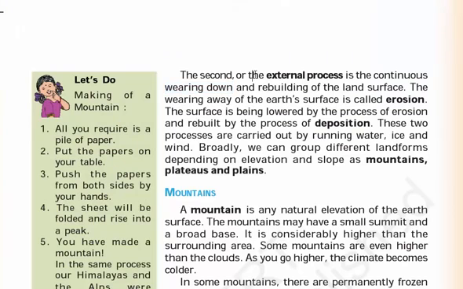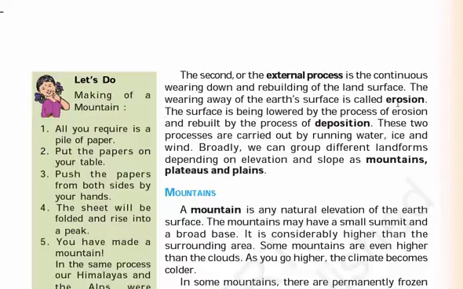In page 2, we'll read about the external process. It is nothing but the continuous wearing down and rebuilding of the land surface. The wearing away of the earth's surface is called erosion. You must be familiar with this term, which is quite often associated with soil erosion. The surface is being lowered by the process of erosion and rebuilt by the process of deposition.